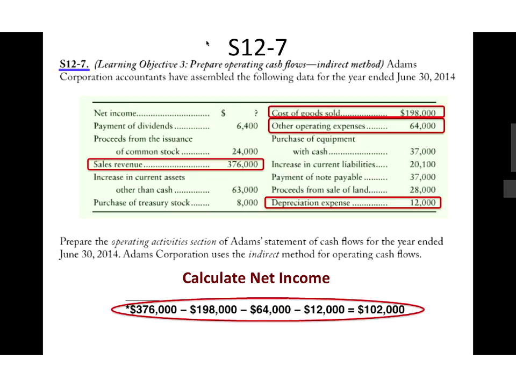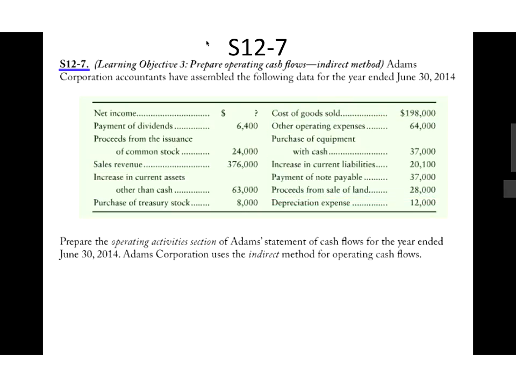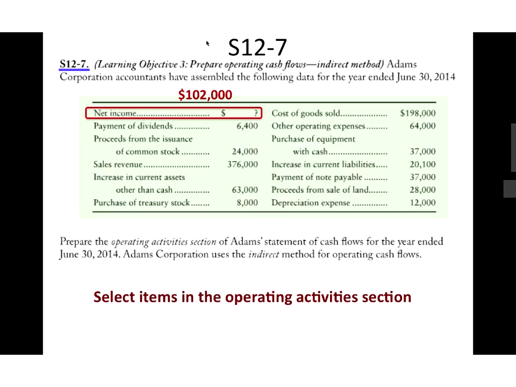But what I want to do is go through the table and circle everything that would be in the operating activity section. There are things in the table we don't need. The first thing I need is net income, and I said it was $102,000. We just did that calculation. So the next item down, we're talking about operating activities.